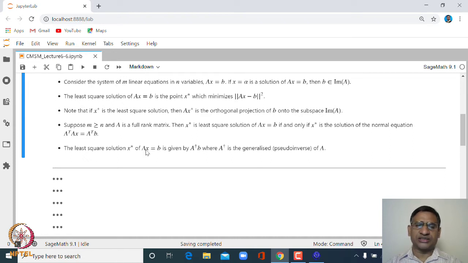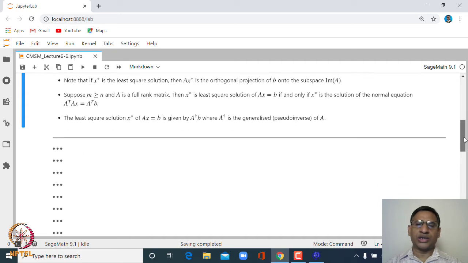We will look at how we can solve this using singular value decomposition, but Sage also has an inbuilt function to find the generalized inverse. So in this case, what will you get? You will get the least square solution x star as the generalized inverse of A times B. This is how we denote the generalized inverse of A.